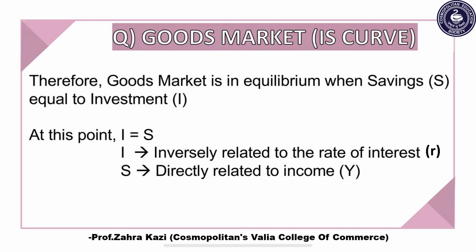So at this point, since we know that I is equal to S, always remember, students, that I, that is investment, is always inversely related to the rate of interest, that is denoted by small i. On the other hand, S, that stands for saving, is always directly related to income, that stands for capital Y.